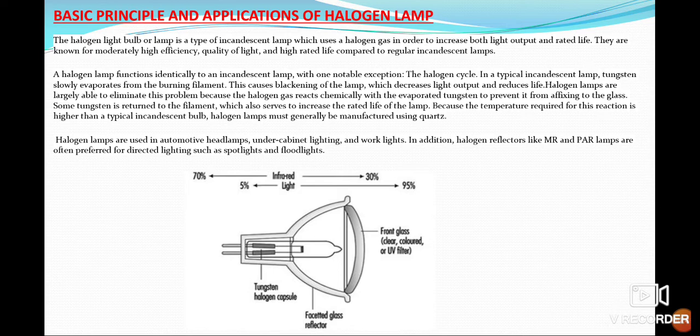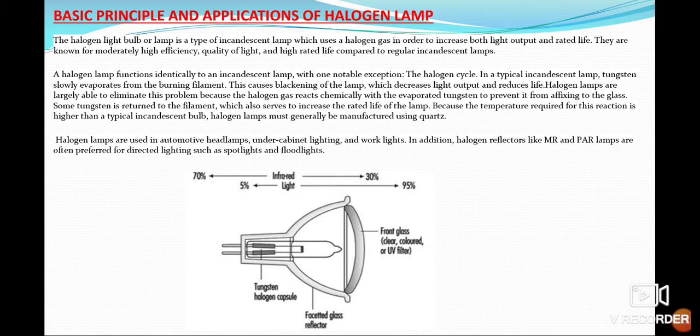Halogen lamps are used in automotive headlamps, under cabinet lighting and also work lights. In addition to these, halogen reflectors like MR and PAR lamps are often preferred for directed lighting such as spotlights and floodlights. In the given diagram we can see that the halogen lamp consists of a tungsten halogen capsule, a four-sided glass reflector, and a front glass that is a clear colored UV filter. The percentages of infrared light and normal light are given. The percentage of infrared light is about 70 to 30%.